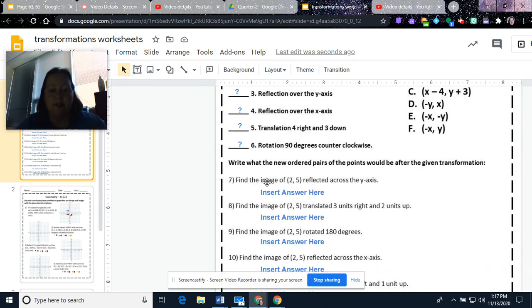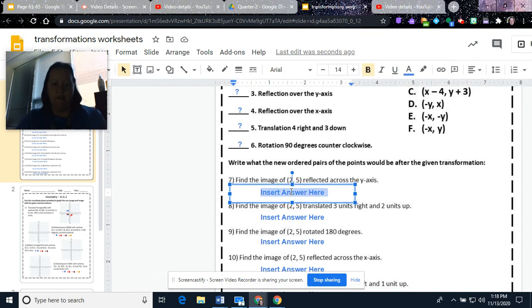I'm going to do number 7 with you. If you're going to have the image of (2, 5) reflected across the y-axis, think about what that means. You want to flip it over the y-axis. When you do that, it's going to have the same y, it's going to stay at the 5, but it's going to go from a positive 2 to a negative 2. And so it's going to be (-2, 5).